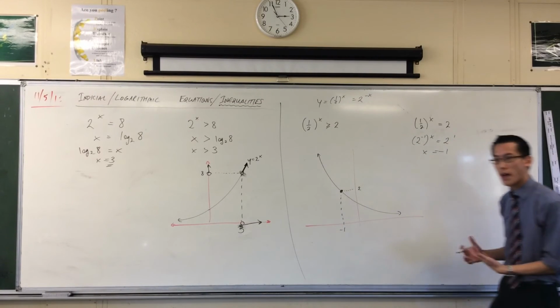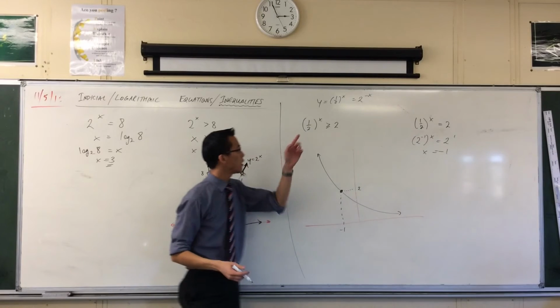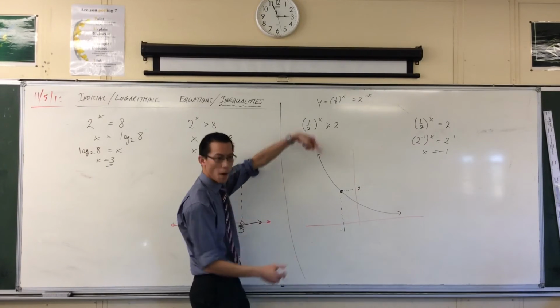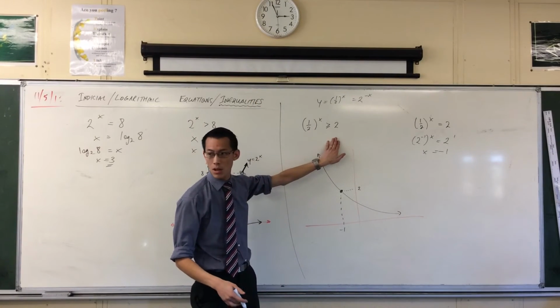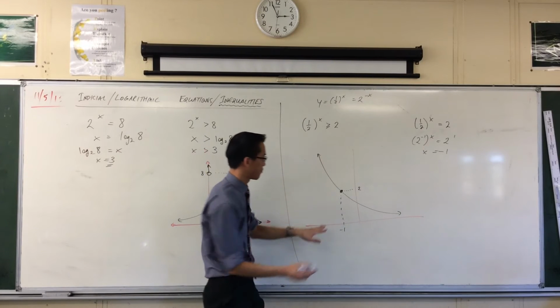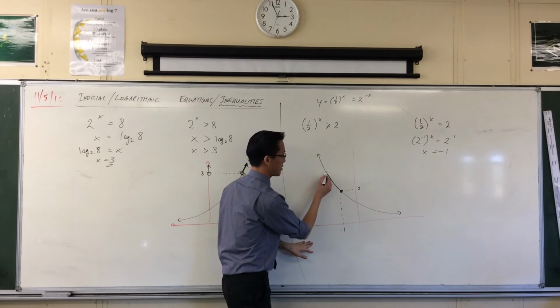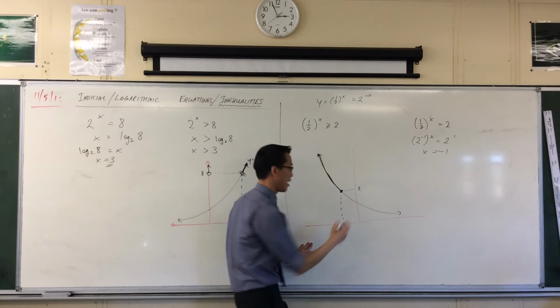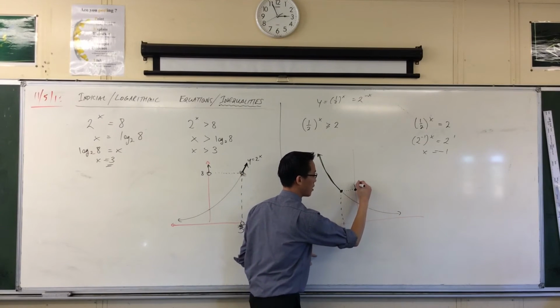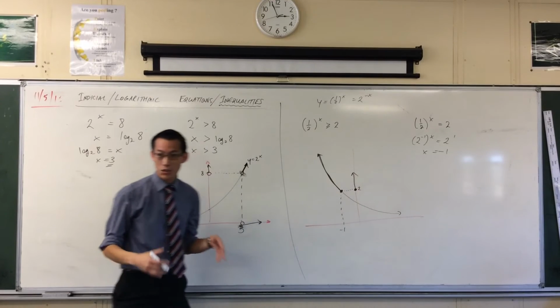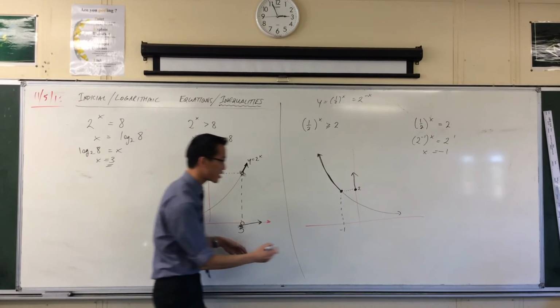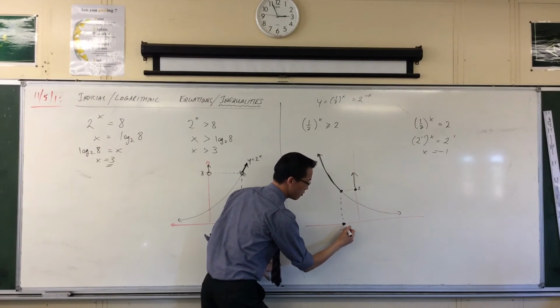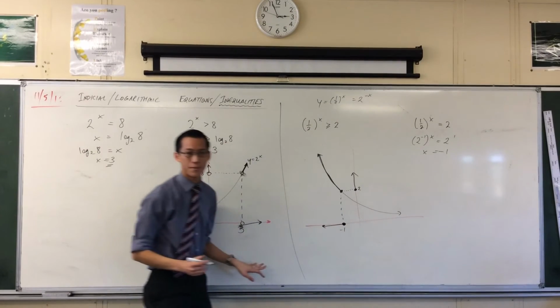Now let's return back to the original question. We wanted, when is this graph above or equal to 2? Where is that? When it's less than or equal to. It's this part up here, isn't it? This is the part of the graph I'm interested in. Here are the corresponding y values. And so you can see now the corresponding x values are going not to the right, but to the left.